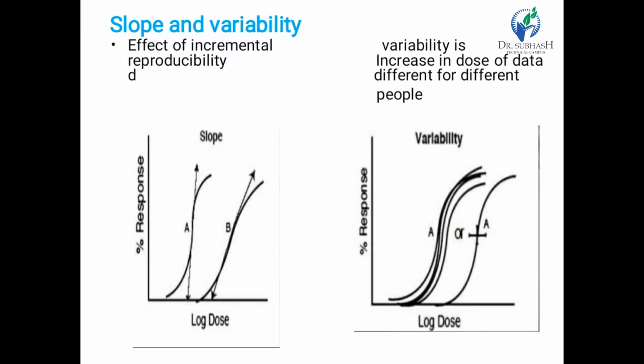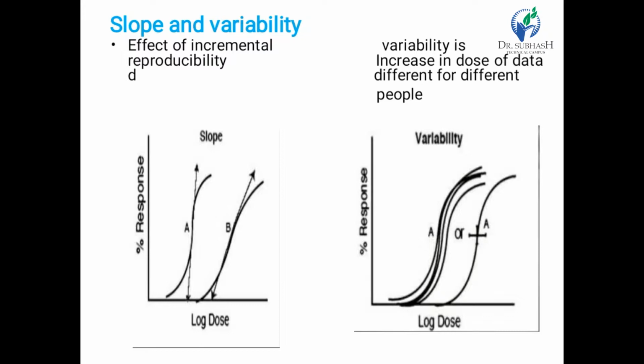Now, slope and variability. Here you can see the first figure, effect of incremental reproducibility, in which you can see log dose versus percentage of response curve, right? In which we have two drugs, A drug and B drug, and we have both the slopes. Okay, you can see A drug, which is more potent and more efficacious, right? And B drug, which is less potent and more efficacious.